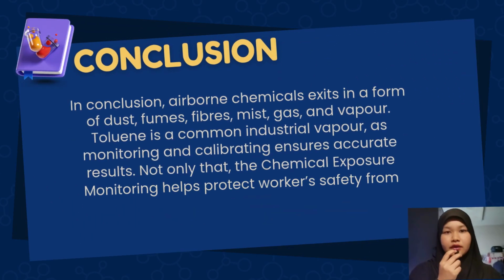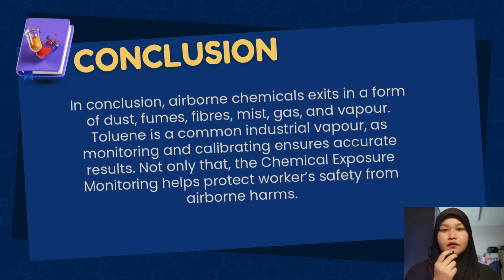In conclusion, airborne chemicals can exist in different forms such as dust, fumes, fibers, mist, gas, and vapor. In this presentation, we focused on toluene, which is a commonly used solvent that exists as vapor in industrial workplaces. Proper monitoring using suitable methods, together with accurate calibration, is important to ensure reliable results and protect workers' health. Therefore, chemical exposure monitoring plays an important role in identifying hazards and maintaining a safe working environment.